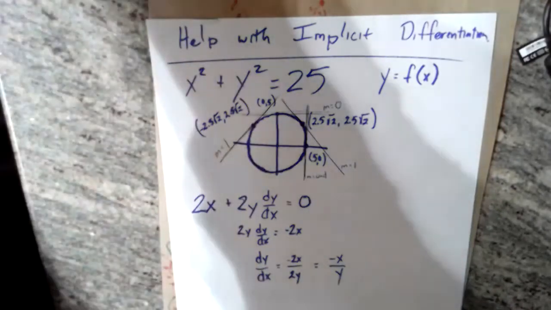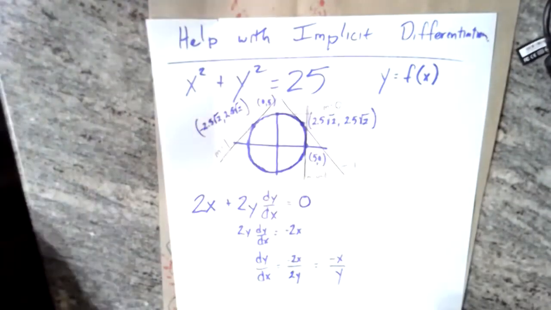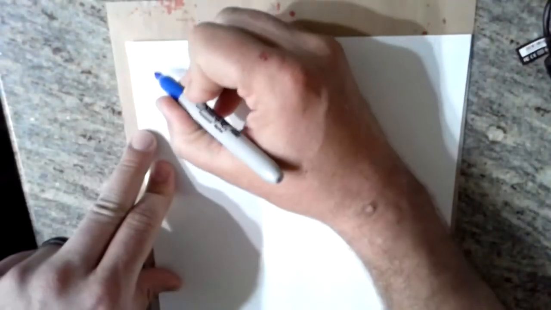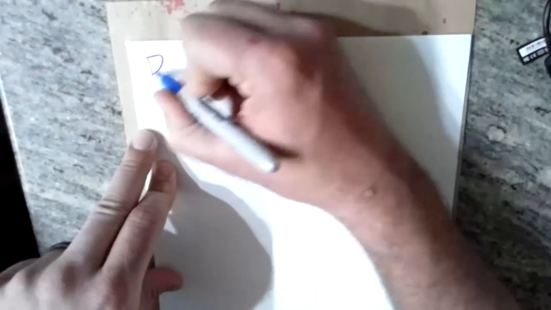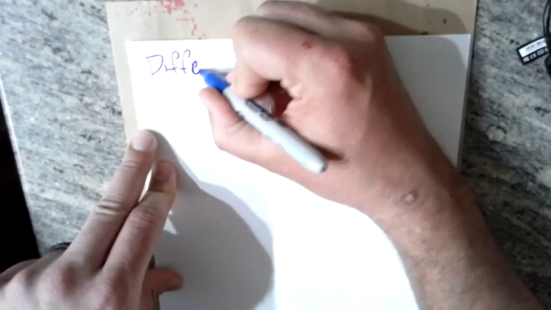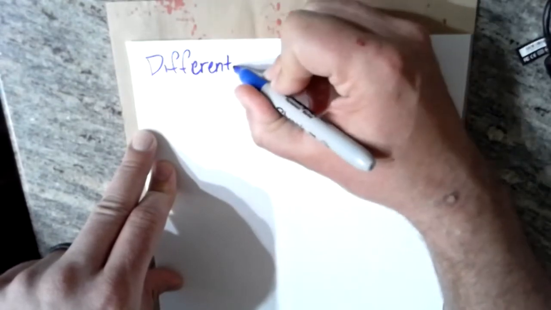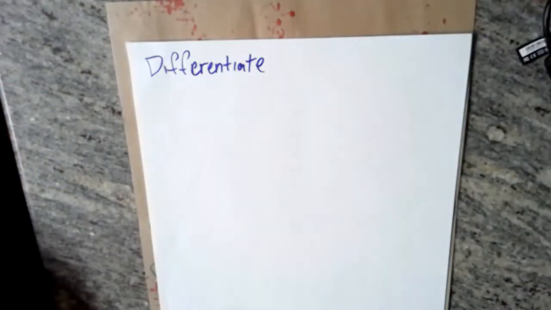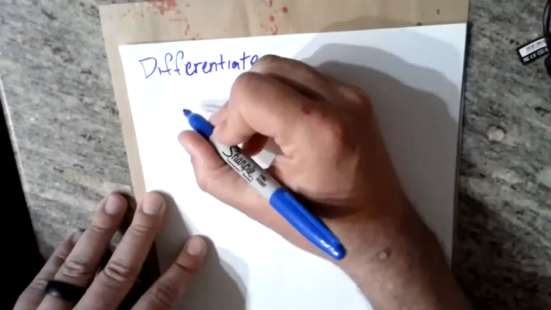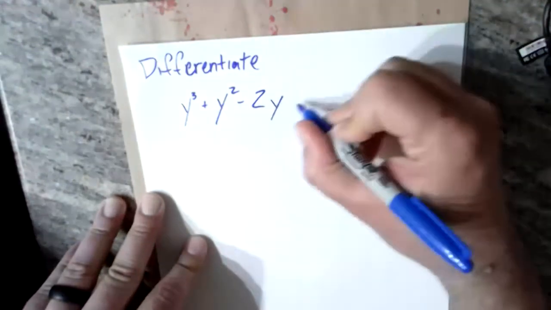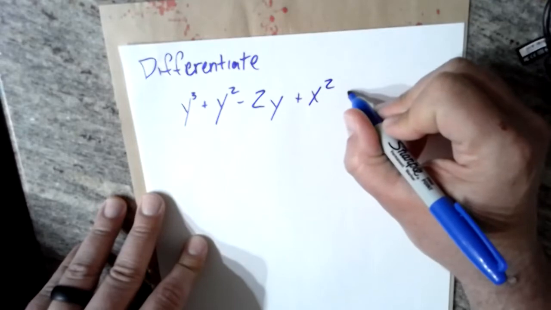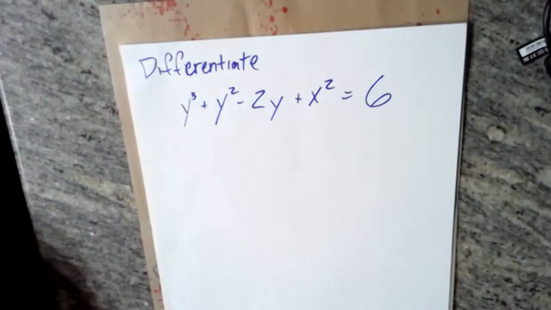Now let's take a look at one that might be a little bit harder. This might be a little different than the one in the video I did yesterday, but it's the same concept. What if we just said differentiate with respect to x? This would be the directions. And what if you had y cubed plus y squared minus 2y plus x squared equals 6? They wanted you to differentiate that.